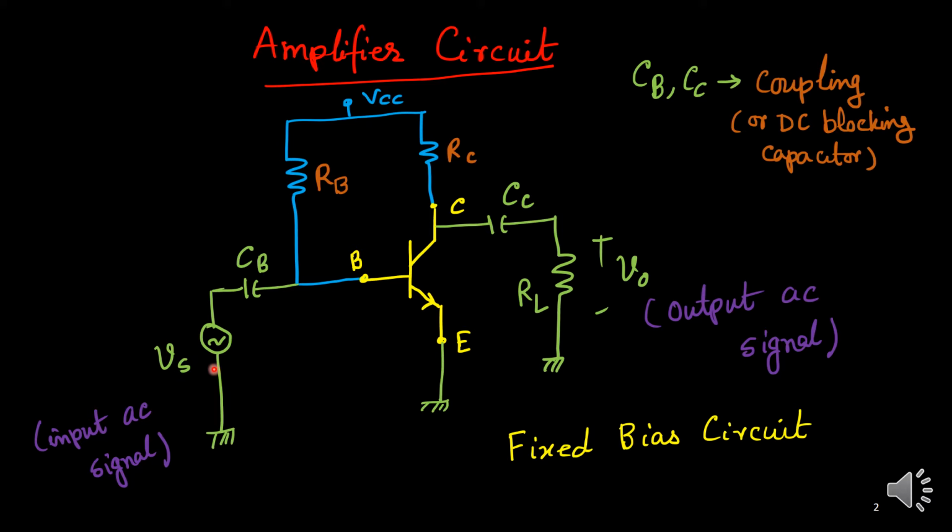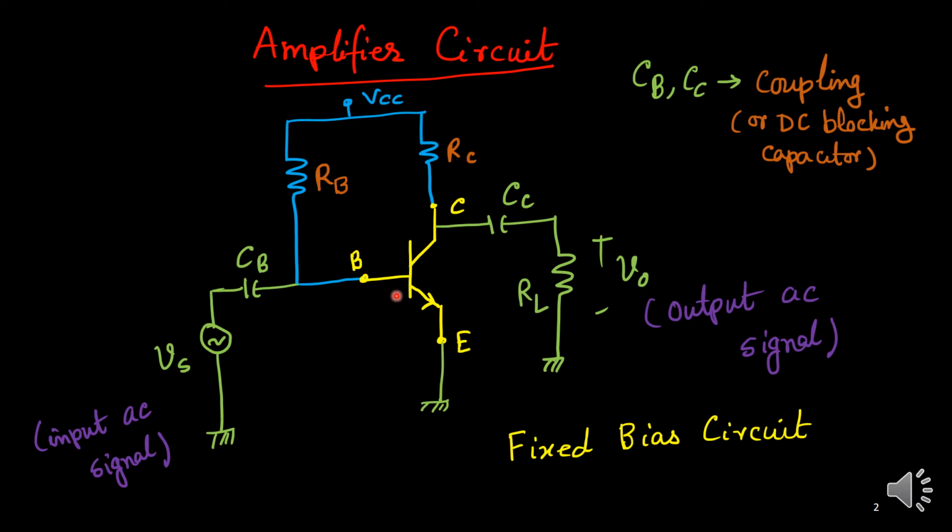Okay, meaning is that what I am saying, that once we will add the AC signal, the transistor should remain in active region. It should not go towards saturation region or cutoff region. In that case, the signal will be truncated. Okay, so we need to make sure that whenever we are going to add one AC input signal, the transistor will remain in active region.